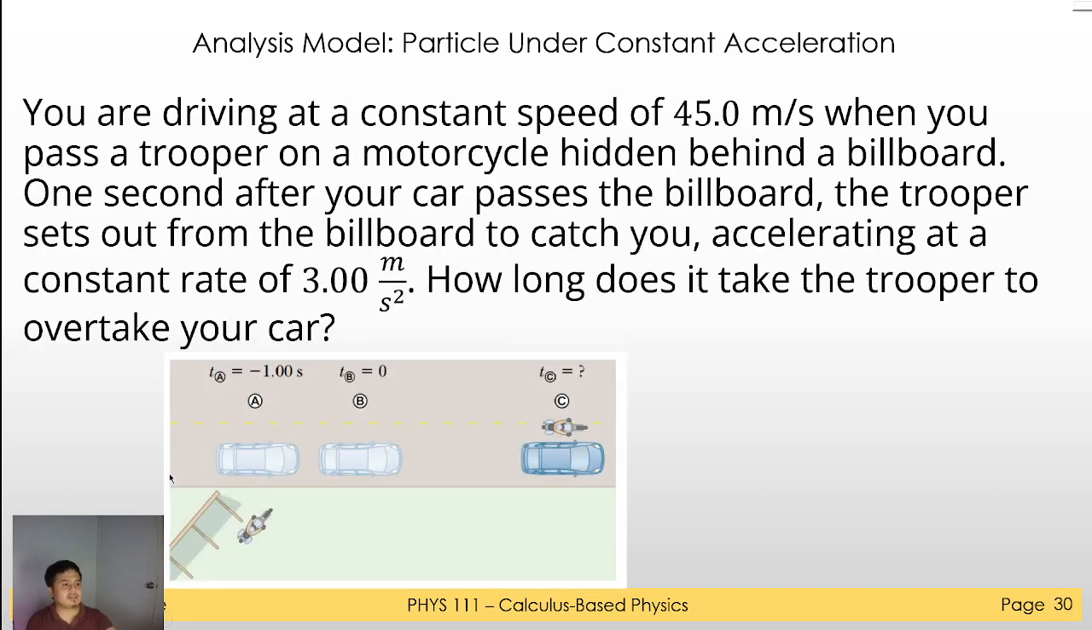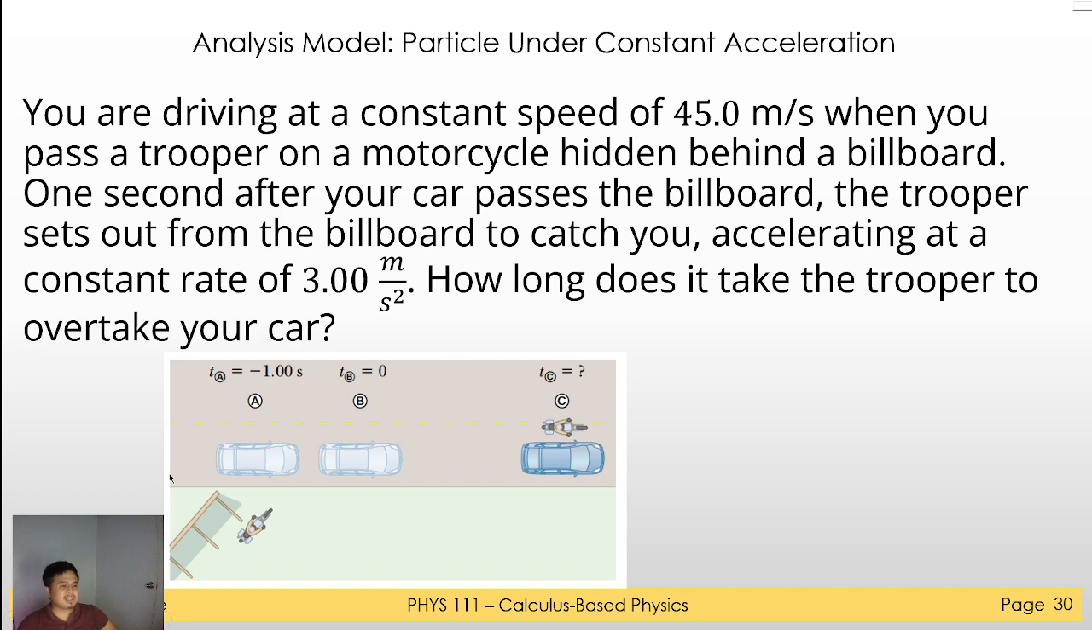You're driving at a constant speed of 45 meters per second when you pass a trooper on a motorcycle hidden behind a billboard. 1 second after your car passes the billboard, the trooper sets out from the billboard to catch you, accelerating at a constant rate of 3 meters per second squared. How long does it take for the trooper to overtake your car?